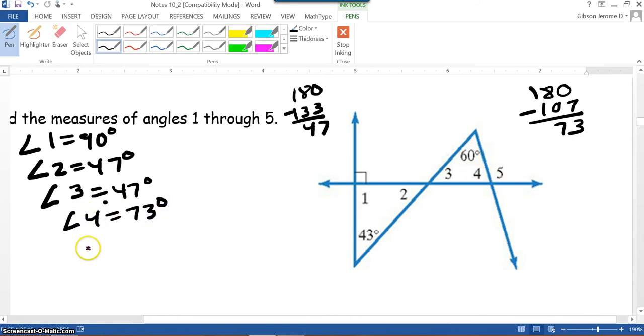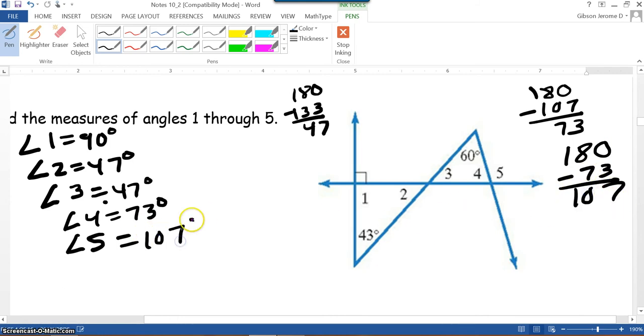Now we can find angle 5 because angle 4 and 5 form a straight angle, and we know that they're supposed to equal 180. So we'll take 180 minus 73, and then that would give us 107. So angle 5 is 107 degrees. And these are all the angles for 1 through 5.